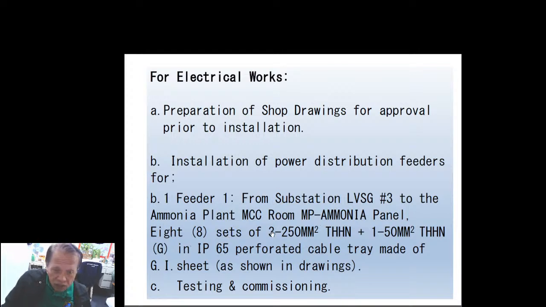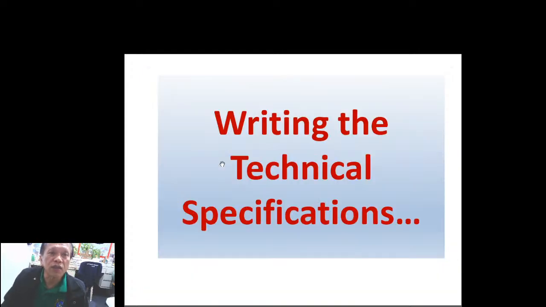Then 8 sets of 3-250mm² THWN plus 1-50mm² THWN for the feeder, no? In an IP65 perforated cable tray. So, meaning to say outdoor type. IP65 is outdoor type. Then, GI sheet as shown in the drawings. Then, letter C, testing and commissioning.